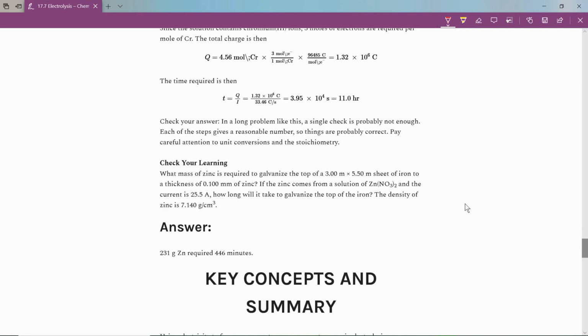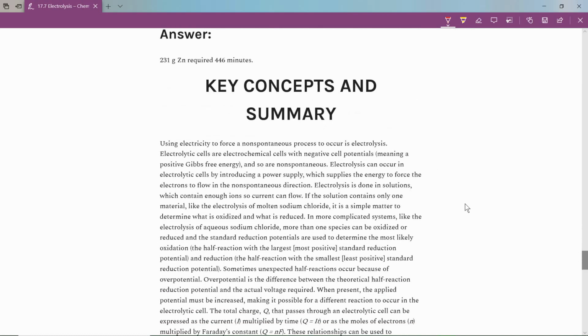Okay. Key concepts in summary. Using electricity to force a non-spontaneous process to occur is electrolysis. Electrolytic cells are electrochemical cells with negative cell potentials, and so are non-spontaneous. And we'll talk about the Gibbs energy. Electrolysis can occur in electrolytic cells by introducing a power supply, which supplies the energy to force the electrons to flow in the non-spontaneous direction.